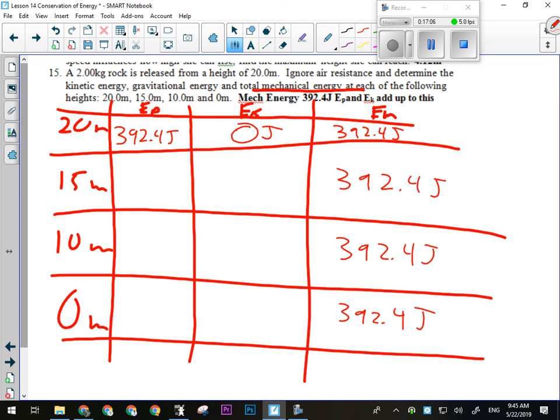All right. So do I ever actually have to use 1/2 mv squared at all in this question? Nope. Okay. I don't need to know the speeds. I don't need to calculate them. All I need to do is calculate the potential energy at every height, and then I calculate EK by doing what? Subtracting it from the mechanical energy.